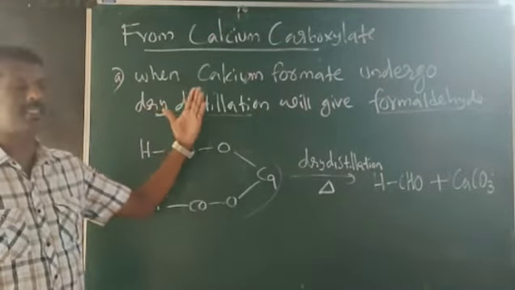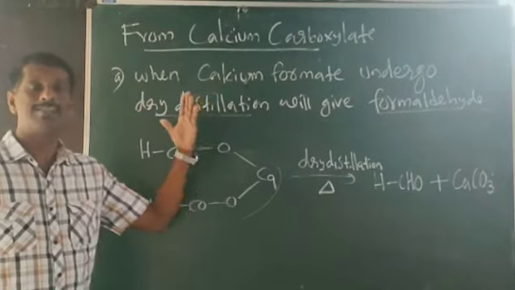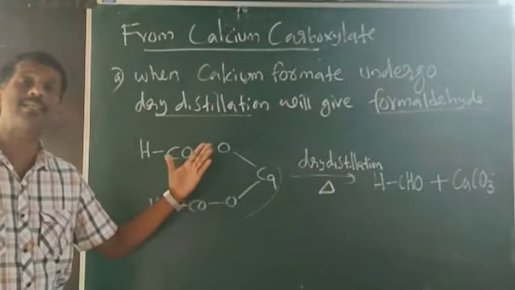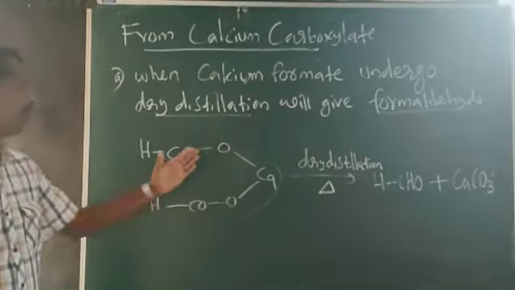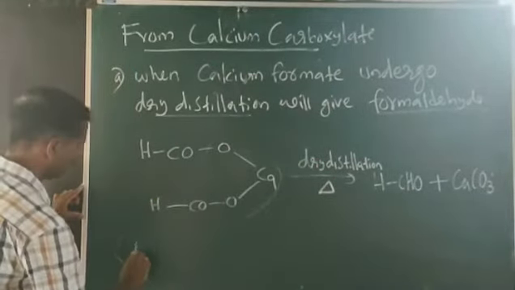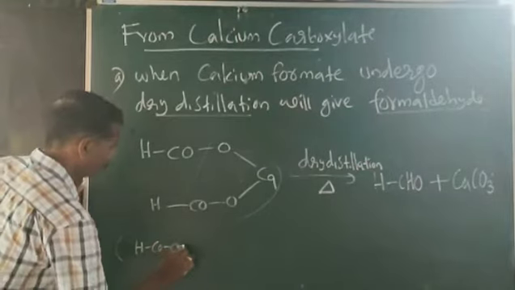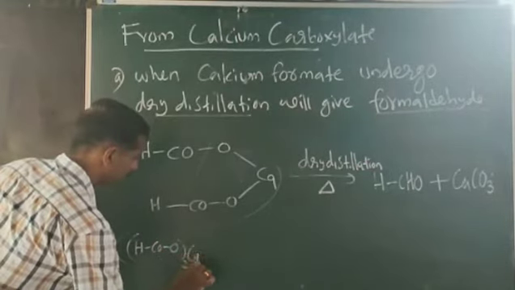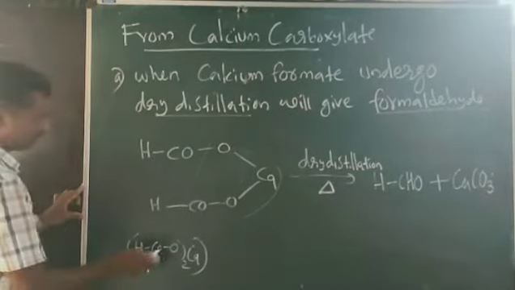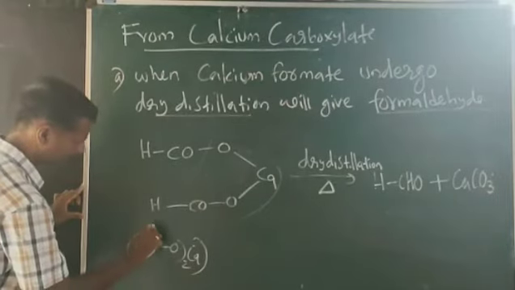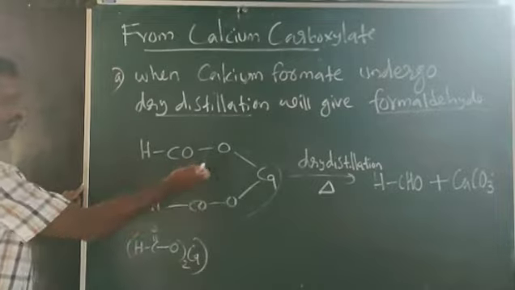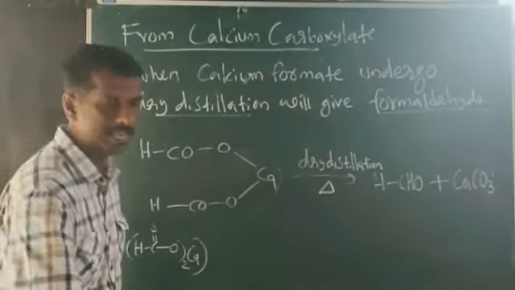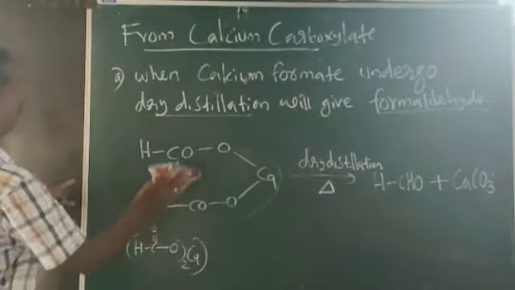When calcium formate undergoes dry distillation, it will give formaldehyde. What is the actual structure of calcium formate? (HCOO)2Ca. This is calcium formate, (HCO)2Ca. HCO means HC double bond O. This can be written like this, and calcium carbonate will be eliminated and we get formaldehyde.